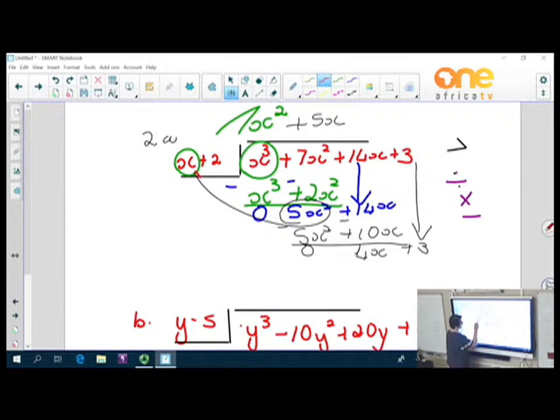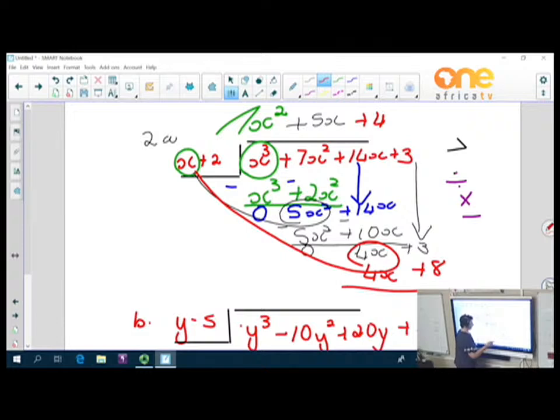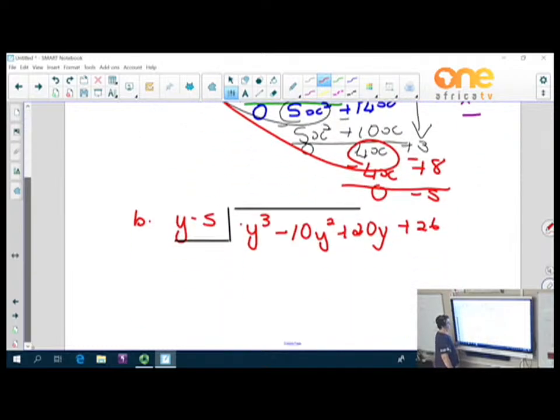How many times will x divide into 4x? Positive 4 times. So we have 4x, multiply there, plus 8. And we subtract, so we change the signs. Look at that step, because that's where we make the mistakes. 0, negative 5. So this one is remainder negative 5. This is the quotient, this is the remainder. Number B.